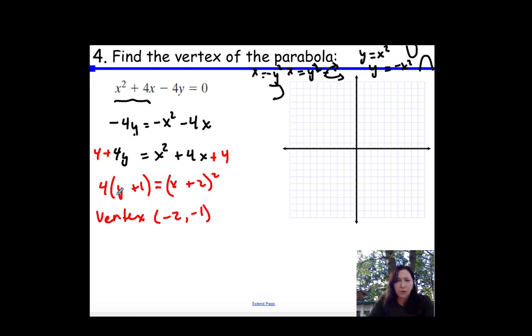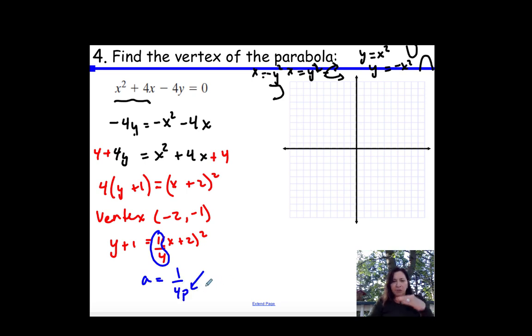Personally, I don't like to leave my graph like this. I like to leave it like this. y plus 1 is equal to x plus 2 quantity squared. But see this 4? I'm going to divide by 4, and so that's going to make it 1/4. And the reason that I like to do that is because from this equation right here, this right here is my a value. And if you remember, my a value is equal to 1 over 4p, p being the distance from my vertex to my focus.